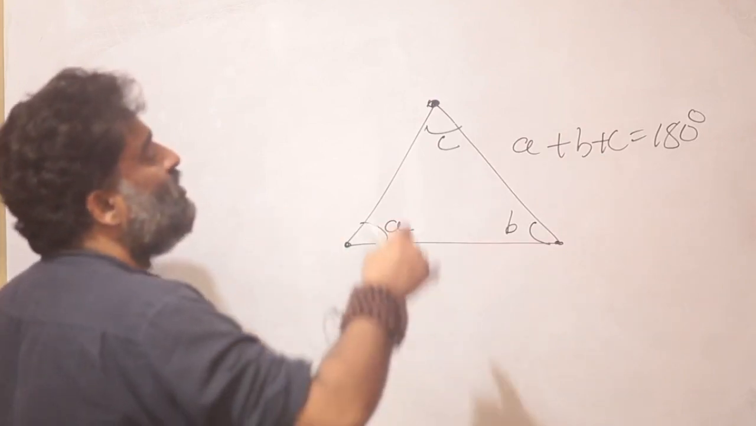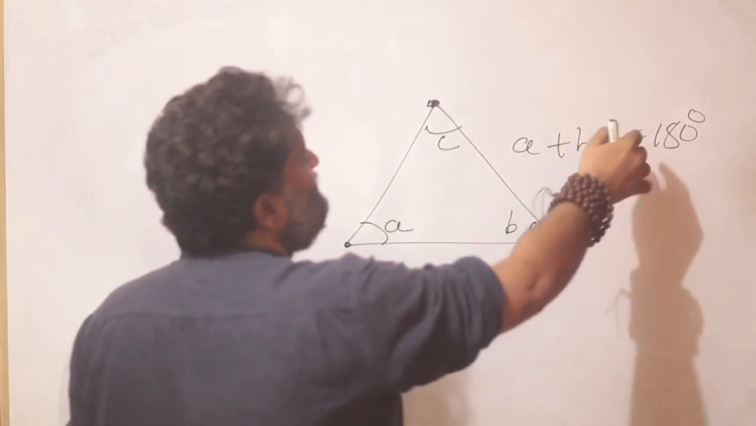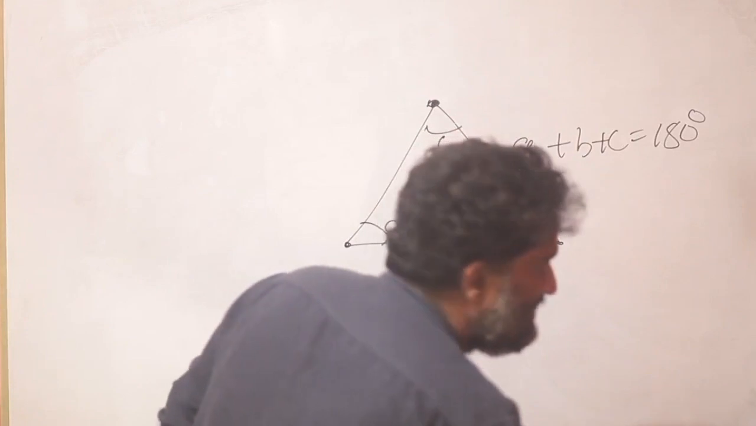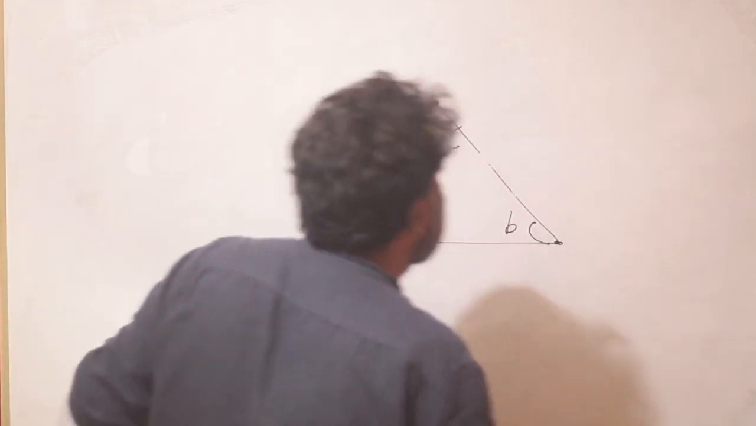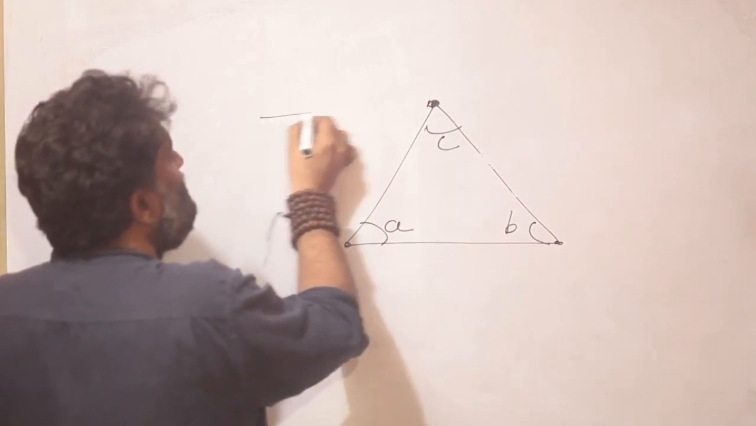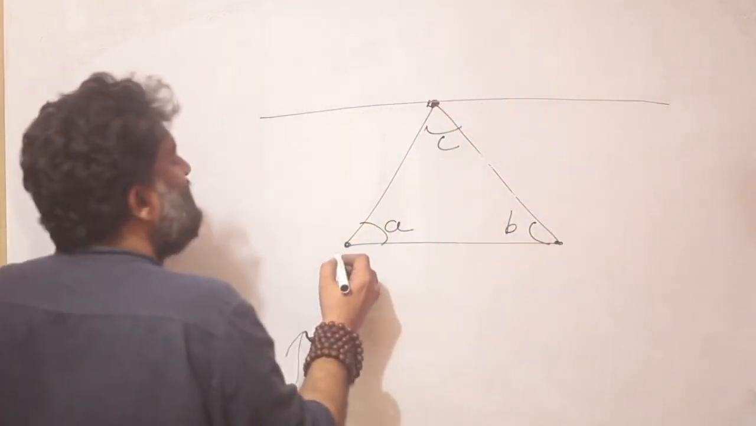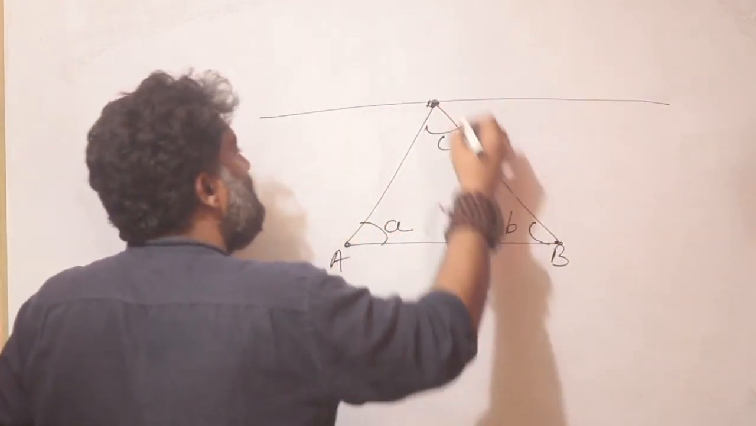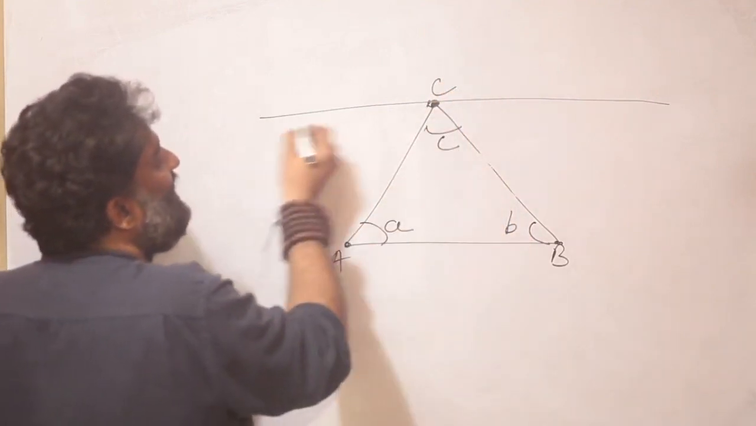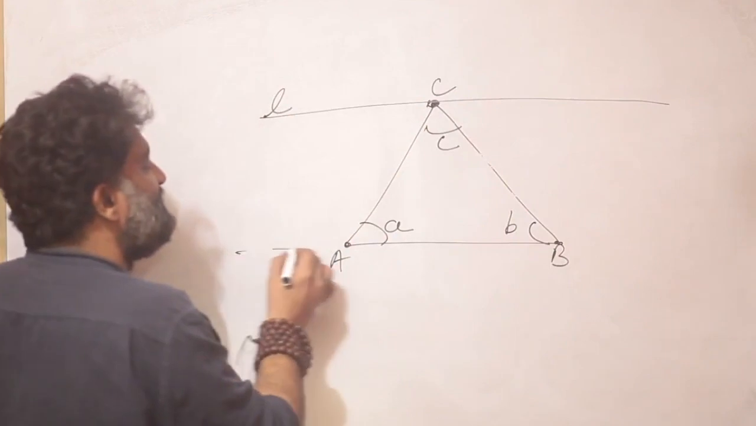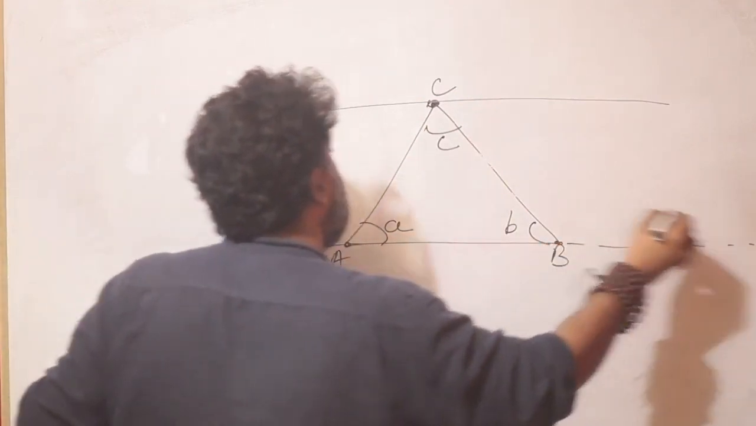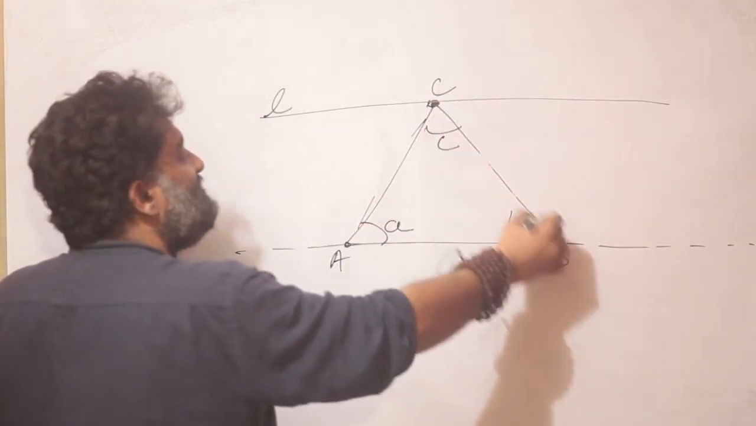So let's think about why angle A plus angle B plus angle C is equal to 180 degrees, and you can prove it fairly quickly by using parallel lines and transversals. So just draw a parallel line. Say this is point A, point B and point C. Draw a parallel line L parallel to line AB. So this is line AB extended if you want, and these are your transversals.